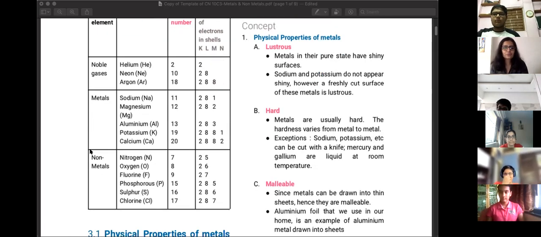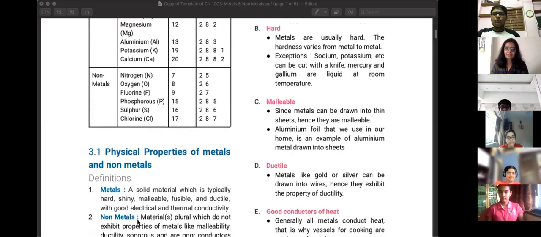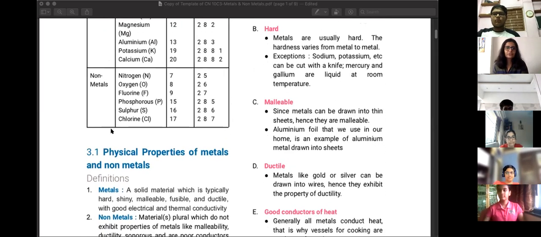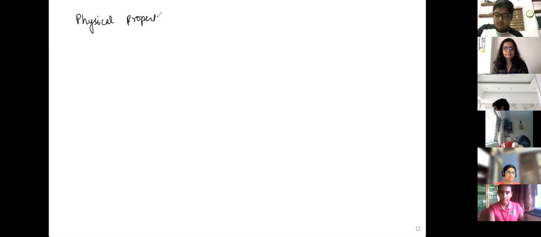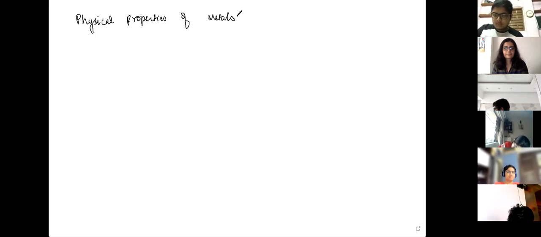Cool. So these are some of the physical properties. Very nice, you guys listed them out. Let's revise all of them. I'll write it down. You also note this down. So physical properties of metals. Okay, so the first one is luster.